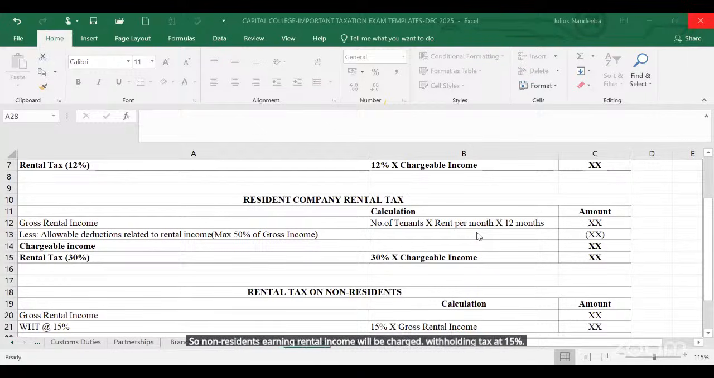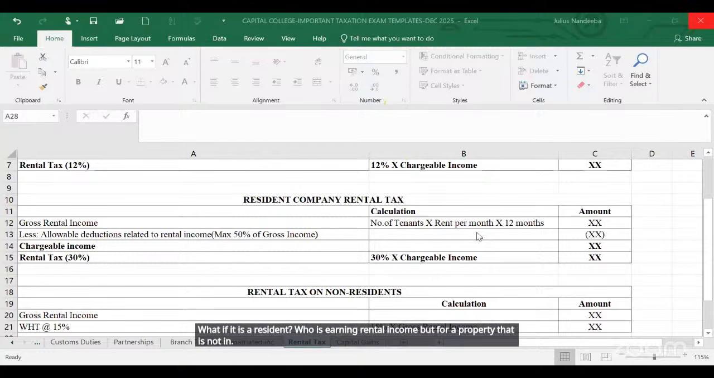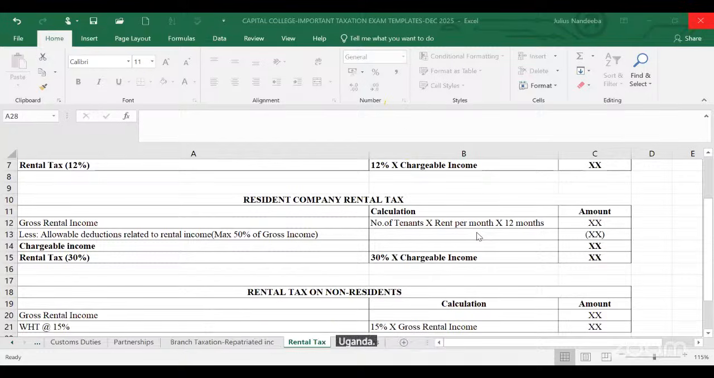What if it is a resident who is earning rental income, but for a property that is not in Uganda? When he earns that rent, it comes as property income. It does not come as rental income.